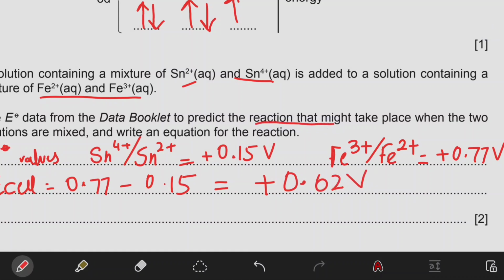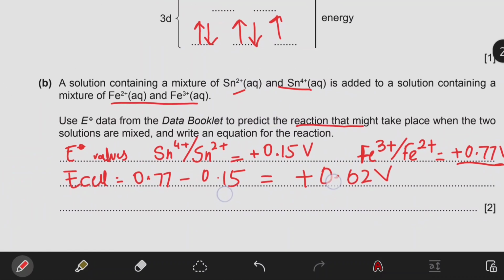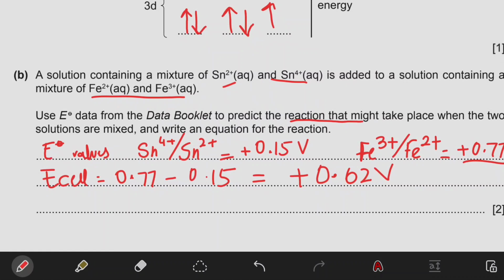Now what reaction might take place? Since the electrode potential of Fe3+ and Fe2+ is greater, they will undergo reduction, and hence you can say that Sn2+ will reduce Fe3+, right? You can say this according to the equation, because the backward reaction for tin will take place. So Sn2+ will reduce Fe3+ to Fe2+, and tin will oxidize to Sn4+.